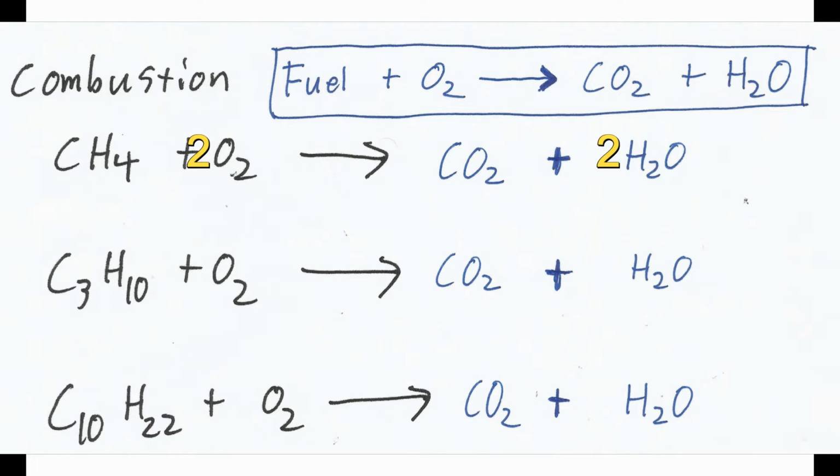All right, so let's take a look at this one. RP: carbon, hydrogen, oxygen. We got three carbons, 10 hydrogens, two here, one, two, three. Okay, so first things first, balance out your carbon and hydrogens. Get them out of the way. You got three carbons on the left. What do you need over here?